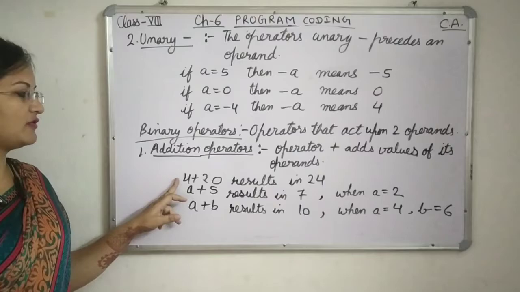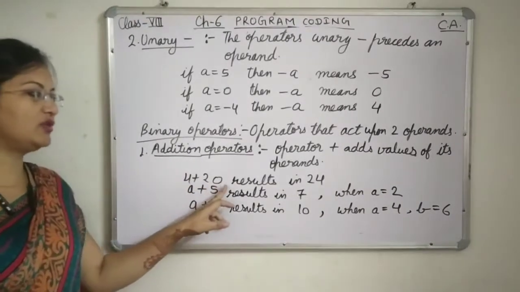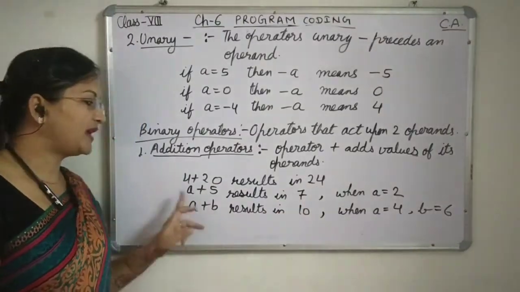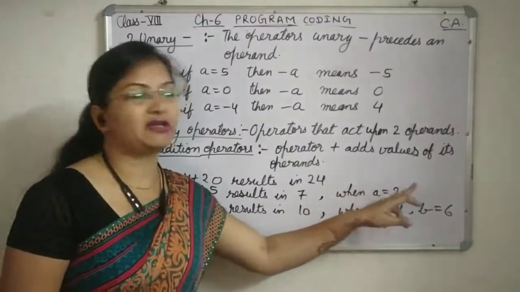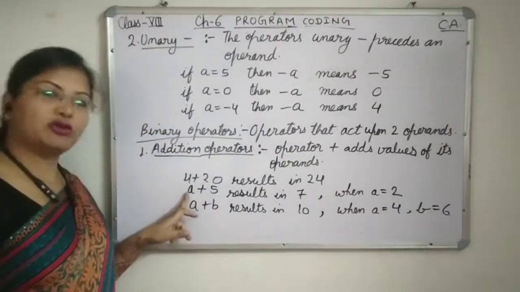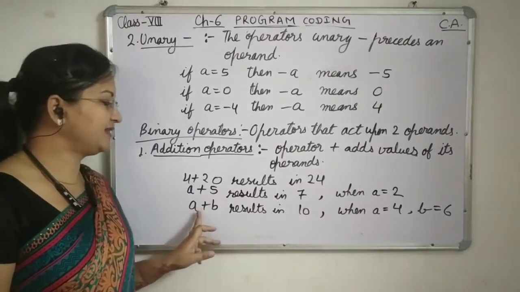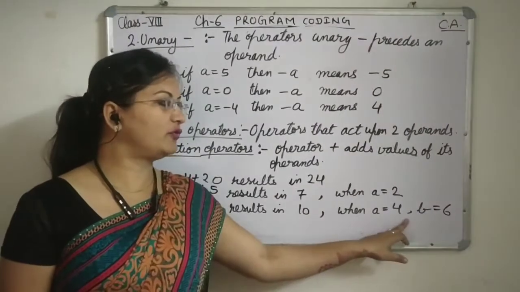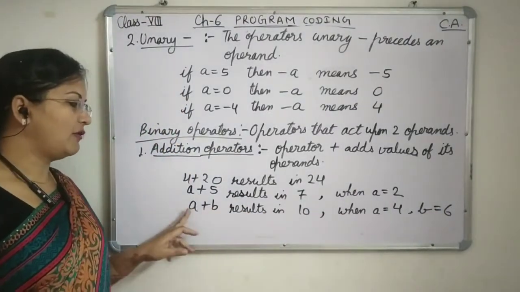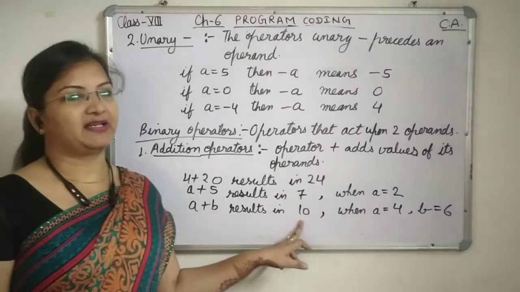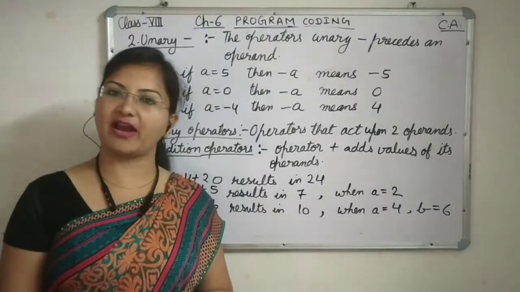First of all, you can see there are two operands here, 4 and 20. So 4 plus 20, you know very well, is 24. Then a plus 5 results in 7 when a equals 2. If a is equal to 2, that means 2 plus 5 is 7. Next, values are given, a equals 4 and b equals 6. So 4 plus 6 will be 10. That's very easy. And you have to use the same operators in your programming also.